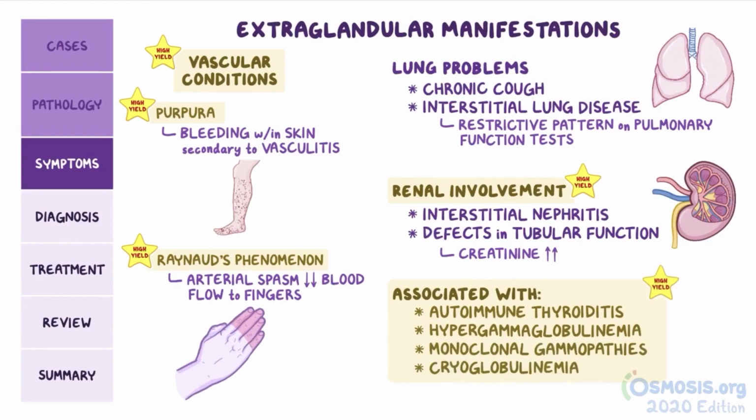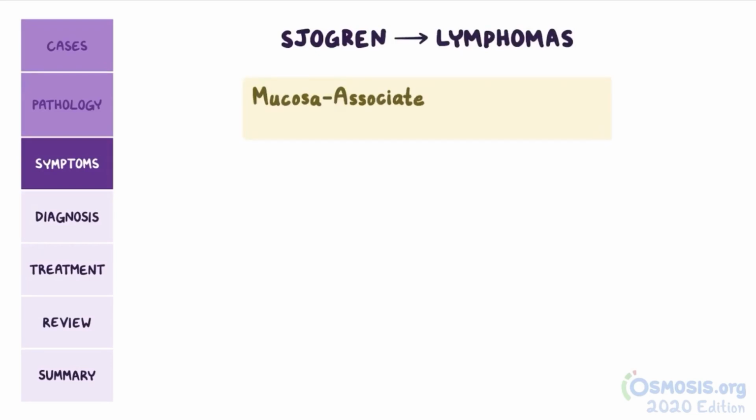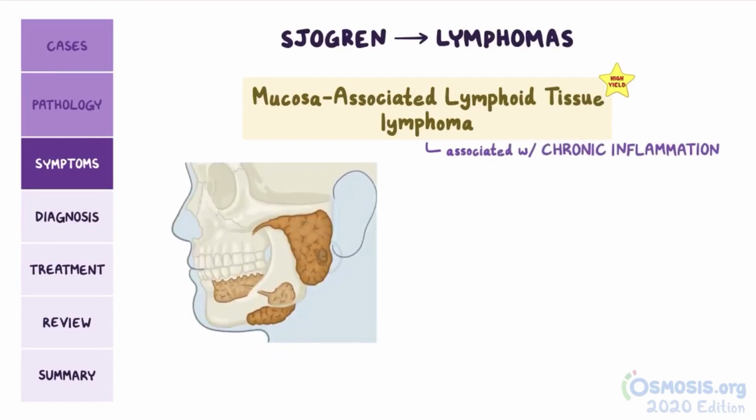Finally, a really high-yield concept to know is that over time, Sjogren's syndrome can lead to lymphomas. One type is a non-Hodgkin lymphoma called mucosa-associated lymphoid tissue, or MALT lymphoma, which is typically associated with chronic inflammation. MALT lymphoma can present as nodular parotid enlargement instead of the diffuse enlargement normally seen in Sjogren's syndrome. So keep that in mind.